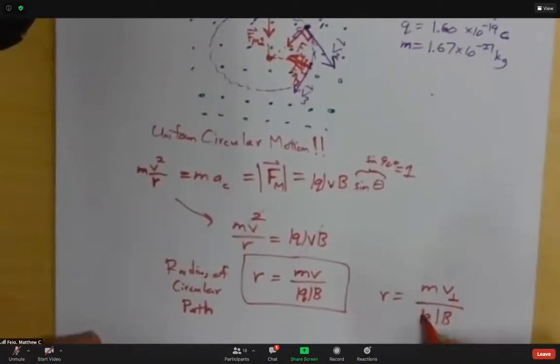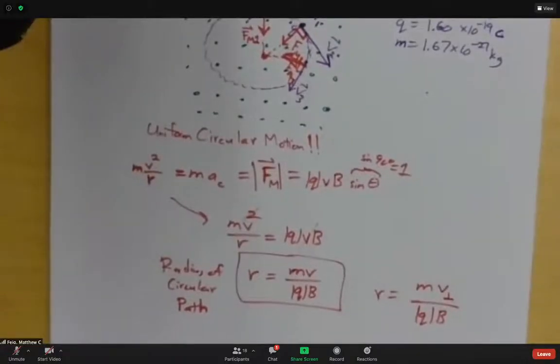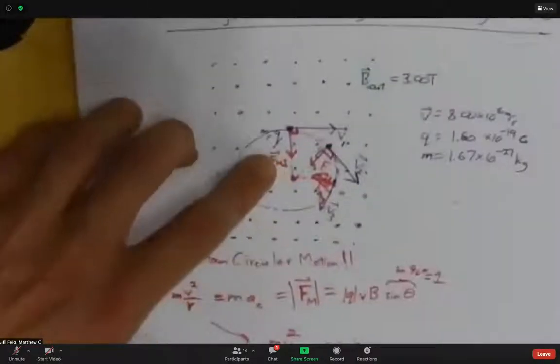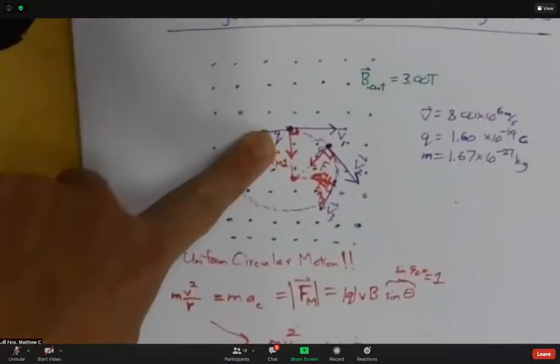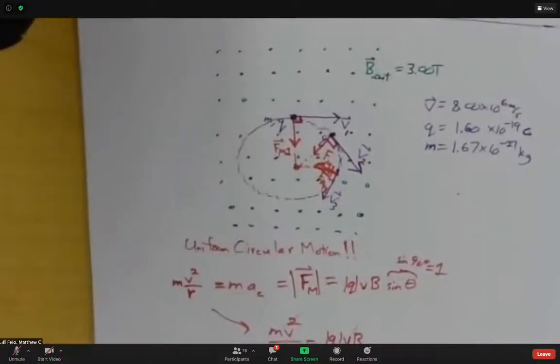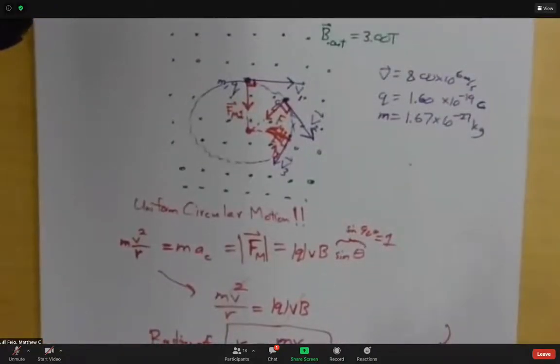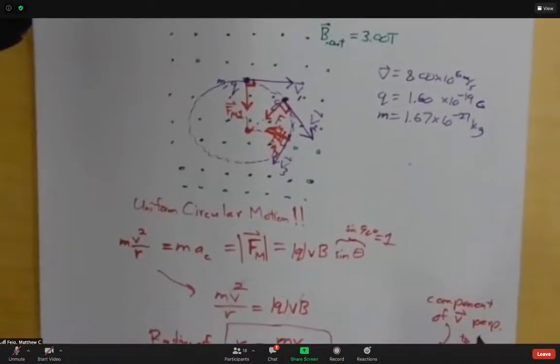And what might I mean by V perpendicular? I only want the component of the velocity perpendicular to the green magnetic field. Because what happens to a component of the velocity parallel to the green magnetic field? It doesn't feel a force. So this would mean the component of V perpendicular to the magnetic field.